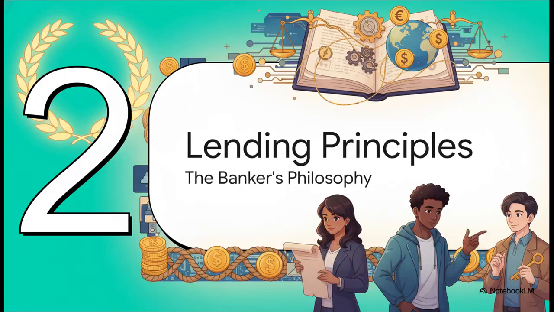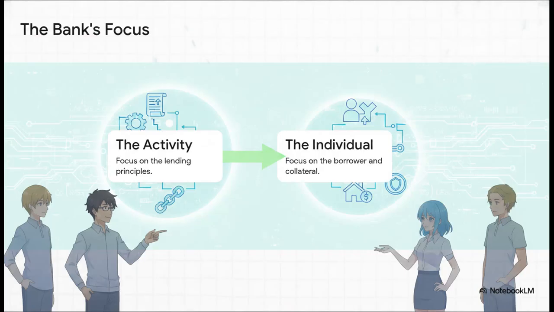Moving right along to Section 2, the golden lending principles. When you're outlining your exam answer, you want to visually split the banker's focus into two massive umbrellas. Every single lending function looks first at the activity, which represents the overarching principles of lending, and second at the individual, which is the specific borrower and their collateral. Framing your answer with this two-part focus is a game changer. It shows your professor you truly get the big picture.